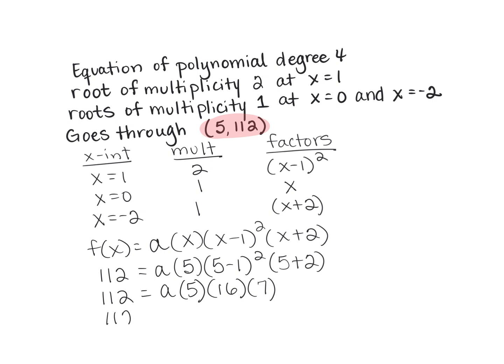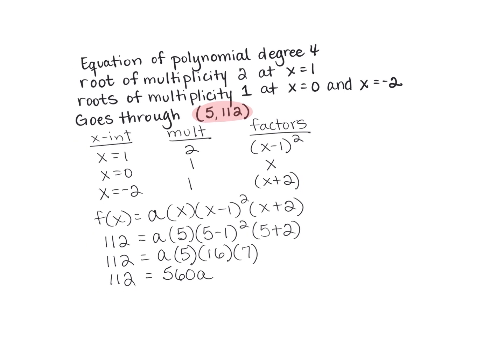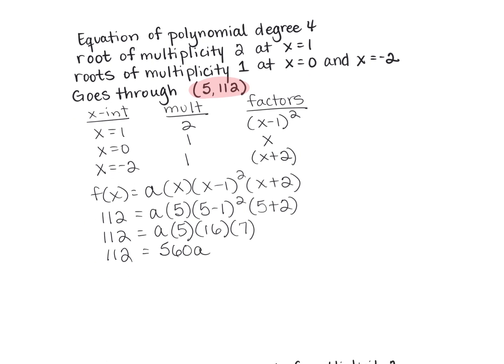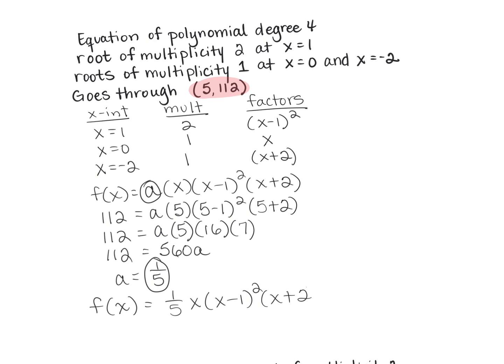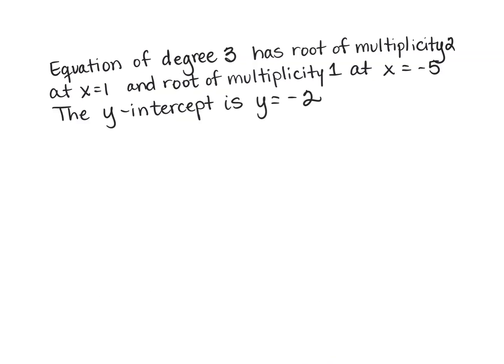Then I will have 112 is equal to 560A. When I divide both sides by 560, I'm going to end up with the reduced fraction of 1/5. So this goes in here for my final answer. So final answer would be f of x is equal to 1/5 x times x minus 1 quantity squared times x plus 2. The next one is very similar.